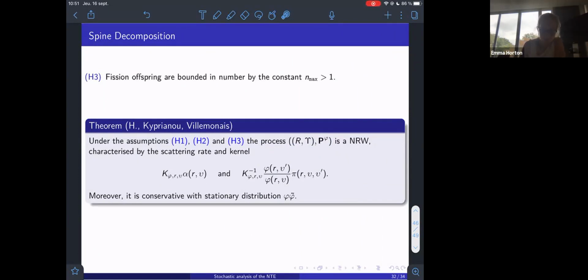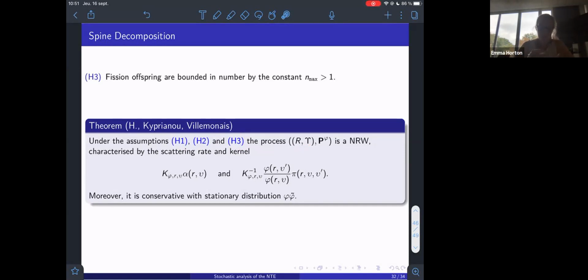And under the two assumptions that I defined before and this third one, we can show that if I take my neutron random walk under this new measure, so with my new pair of glasses, this is also a neutron random walk, but with a different scatter rate and a different probability density when I scatter.